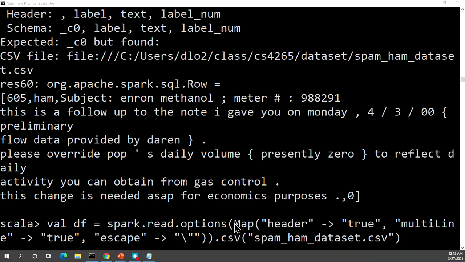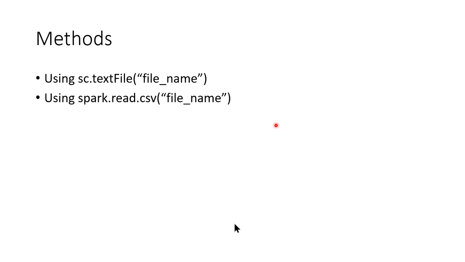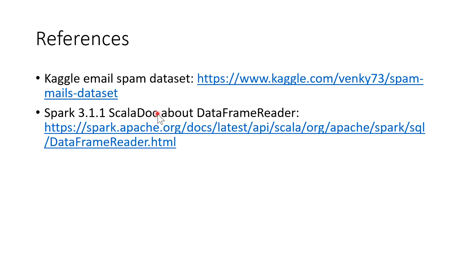So that's about the video. If you need more information, here are some references. The Kaggle email spam data set is right here, and this is the documentation for the data frame reader. You get all the options right there, so you can play around.